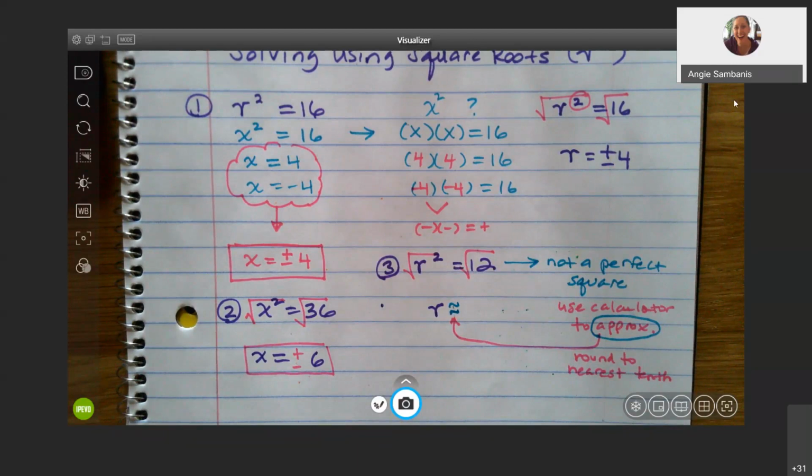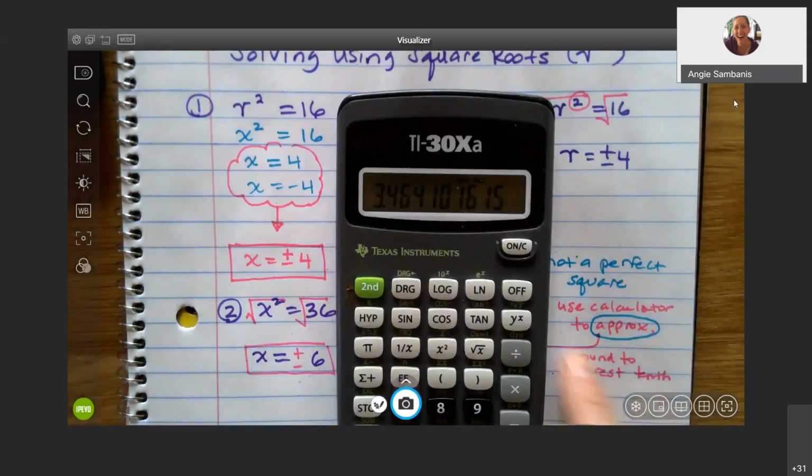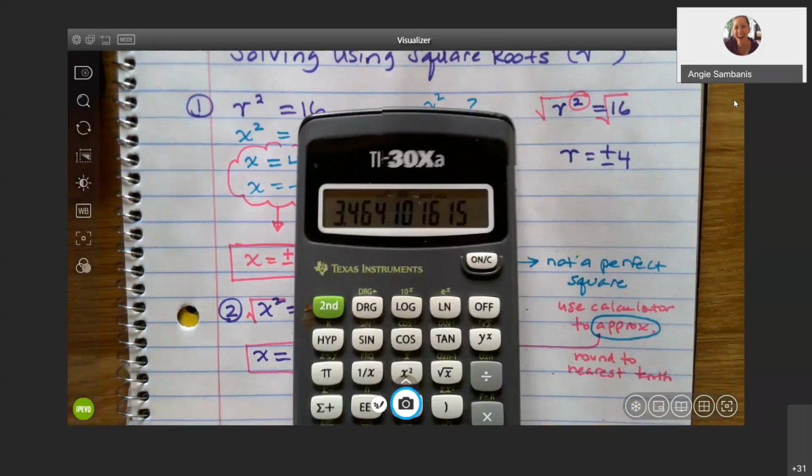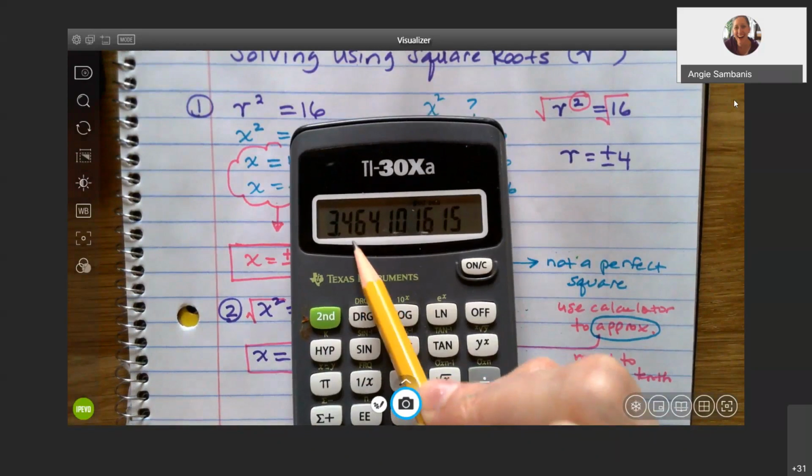Okay, so we should get, let's see, 3.12. And we can make an estimate too. We know the square root of 16 is 4. So it should be less than 4. And it looks like here it is, 3.464. So 4 is in the 10th place. We look to the right. Since this is 5 or higher, we round up. So it's going to be 3.5.